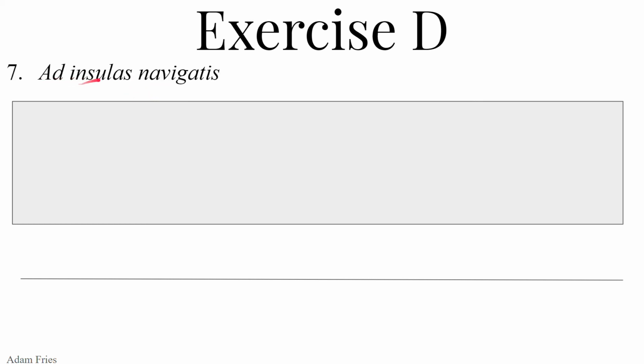7. Ad insulas navigatis. So ad, to or towards, plus the accusative case, motion towards. So towards the islands, plural. And then navigo, navigare, navigavi, navigatus, to sail. So navigatis, second person plural, present tense. So y'all or ye sail. Where are you sailing? It's an intransitive verb, so we need this motion towards to direct us towards the islands. Y'all are sailing, ye sail to or towards the islands.